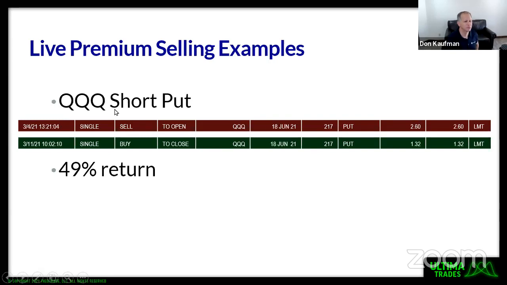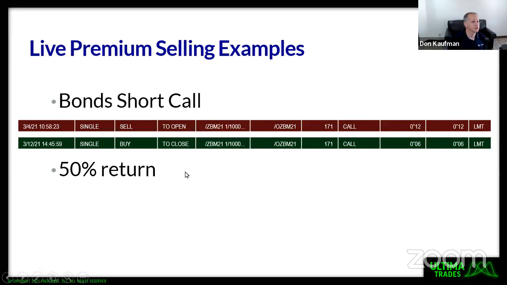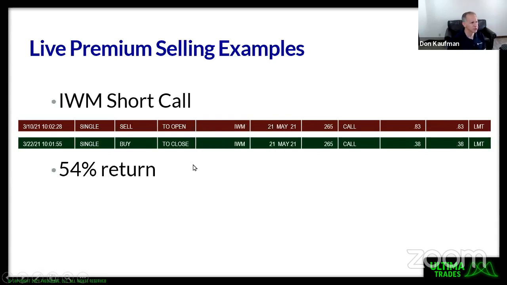Here's a QQQ short put, 217 put. Here's another QQQ put, 51% return. Here's a bonds short call. Okay, I don't stop. I just go product to product to product. As I said, I'll squeeze juice till you can squeeze no more. Did this one for 12 ticks, covered it for 6 ticks, exactly 50% return.